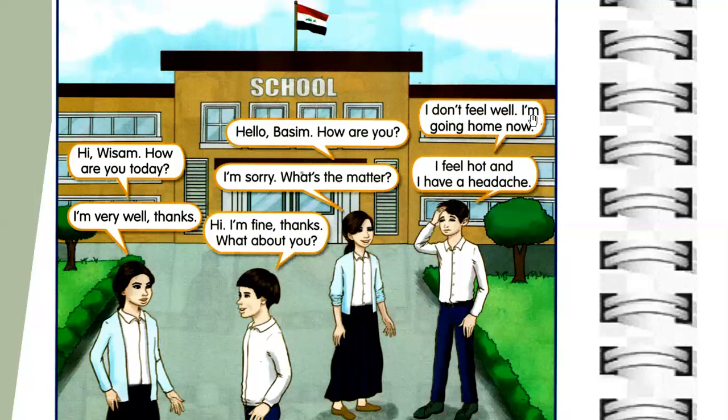And also focus here. I'm going home now. This is the present continuous. I'm with verb with ing. We add ing to the verb. And also we have the adverb now. So this is the present continuous. So he said, I don't feel well. أنا لست بخير. I'm going home now. وأنا ذاهب إلى البيت الآن. She said, I'm sorry. أنا آسفة. What's the matter? ما الأمر? ما خطبك? What's the matter?